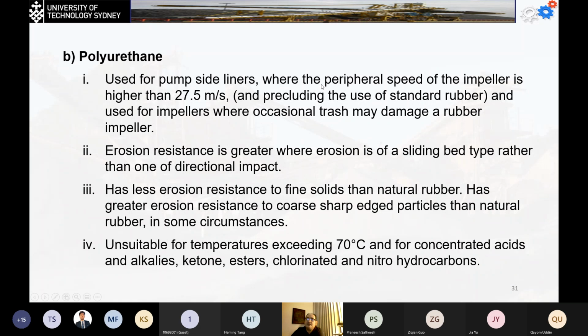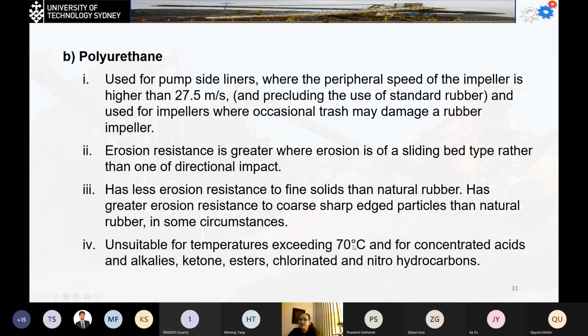It is used for pump side liners, and the preferable impeller speed is going to be higher than 27.5 meters per second. So if we're not able to use natural rubber, we can use polyethylene. The erosion resistance is going to be greater because, of course, it's a harder material. It has less erosion resistance to fine solids than natural rubber, but a greater erosion resistance to coarse, sharp edged particles than natural rubber. It's unsuitable for temperatures exceeding 70 degrees.